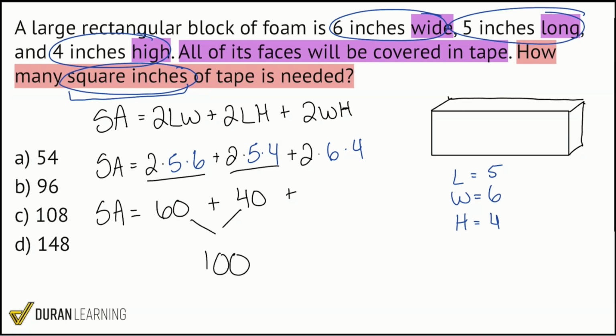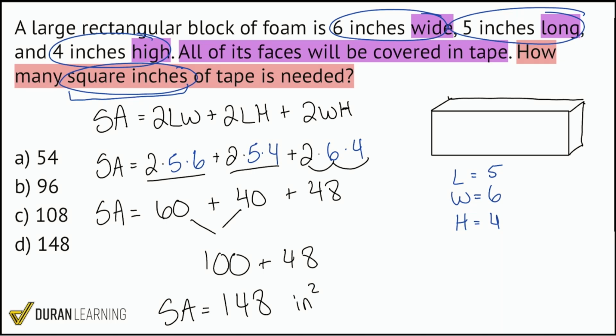So then we have 2 times 6. That's going to be 12. 12 times 4, that's 48. We add that together and we get 148 as that surface area. And there we go. 148 square inches is the amount of tape that you'll need to cover this rectangular block of foam. And booyah, there we are. Answer here is D. So who's feeling even better about this one, including our ability to plug and chug?